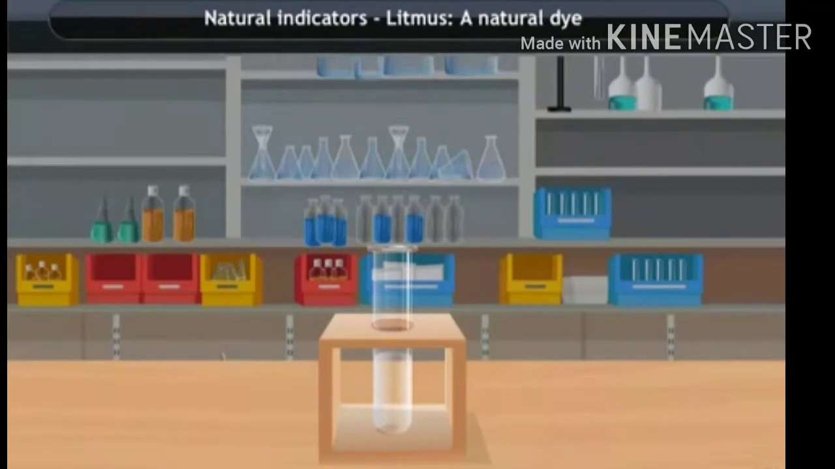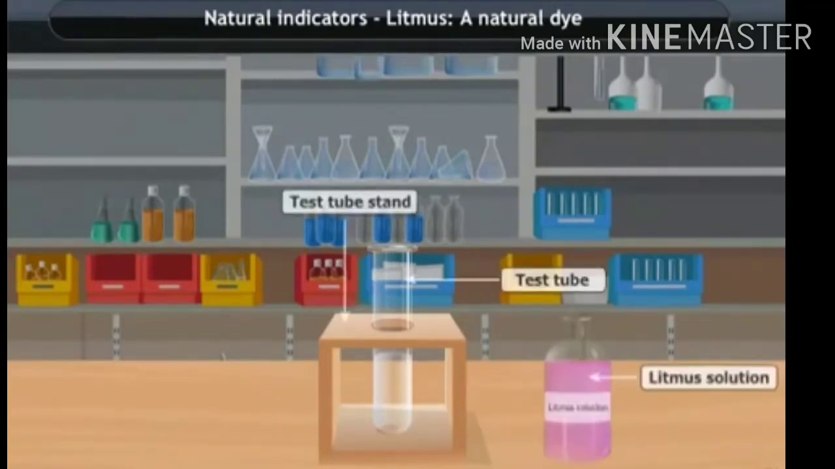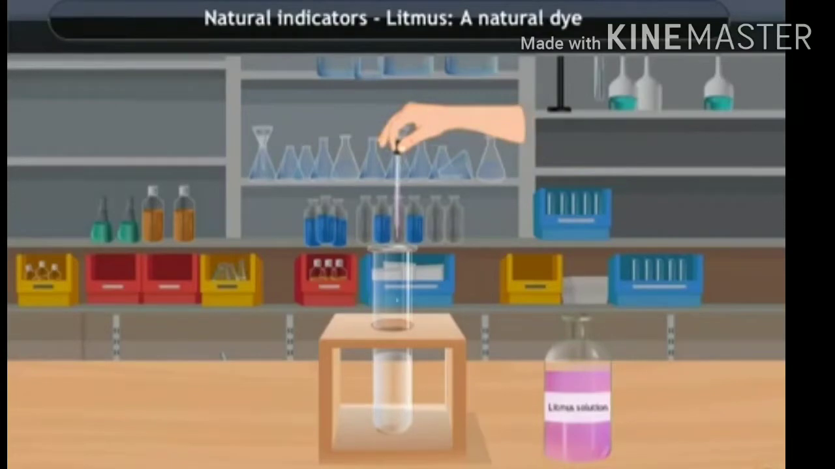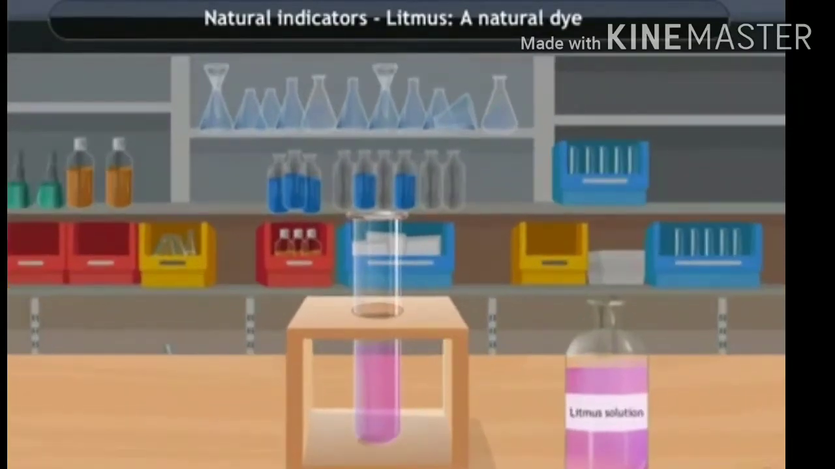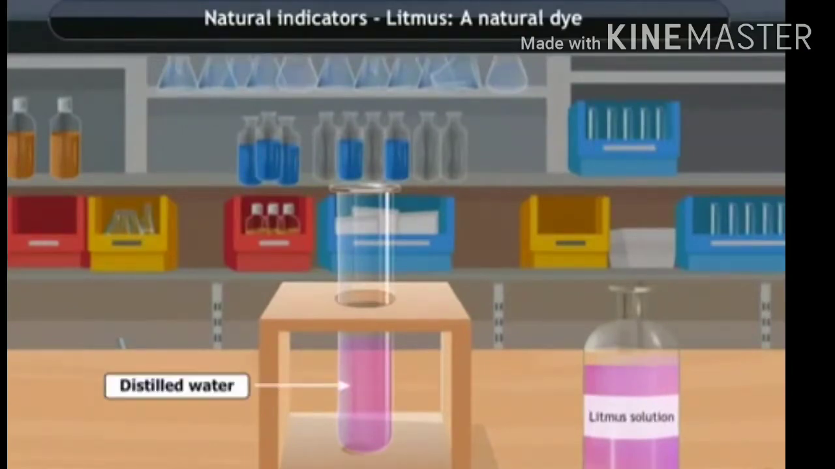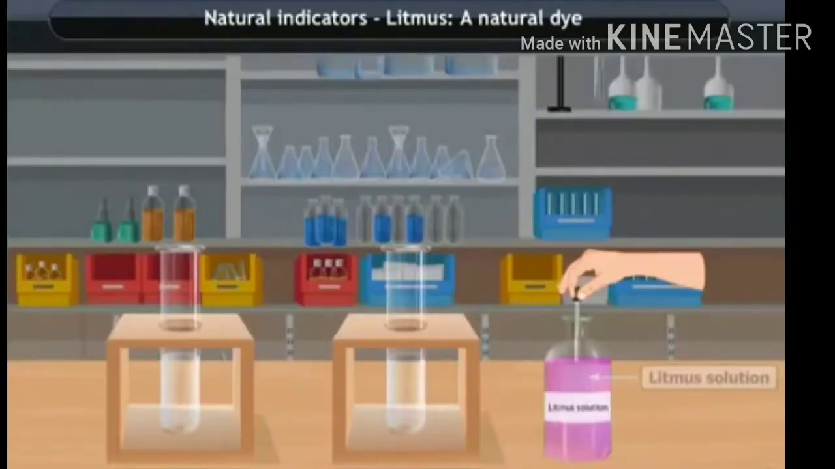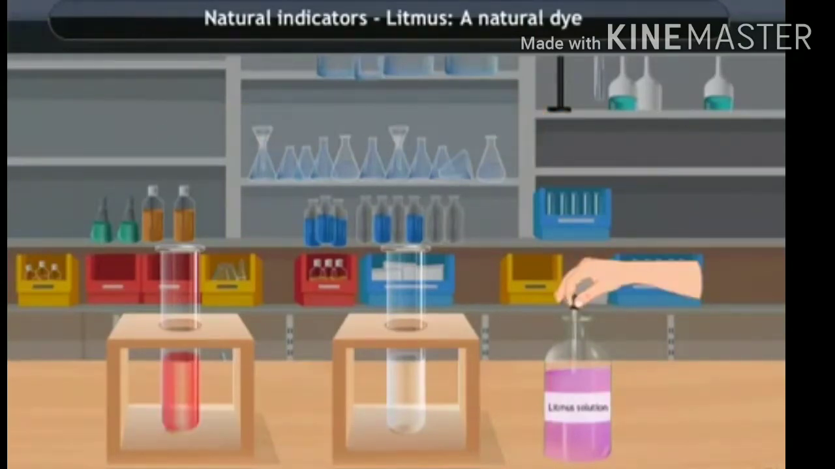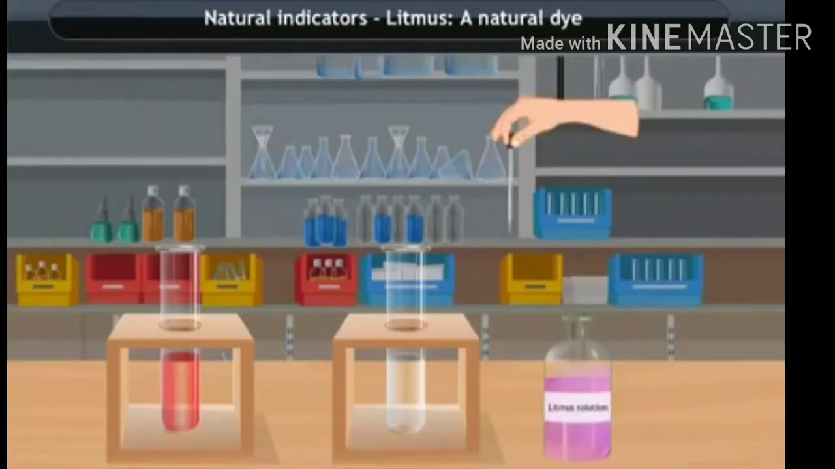Natural indicators, litmus. The most commonly used natural indicator is litmus. It is extracted from lichens. It gives mauve or purple color in distilled water. When added to an acidic solution, it turns red, and when added to a basic solution, it turns blue. Generally, it is available as red and blue litmus paper.